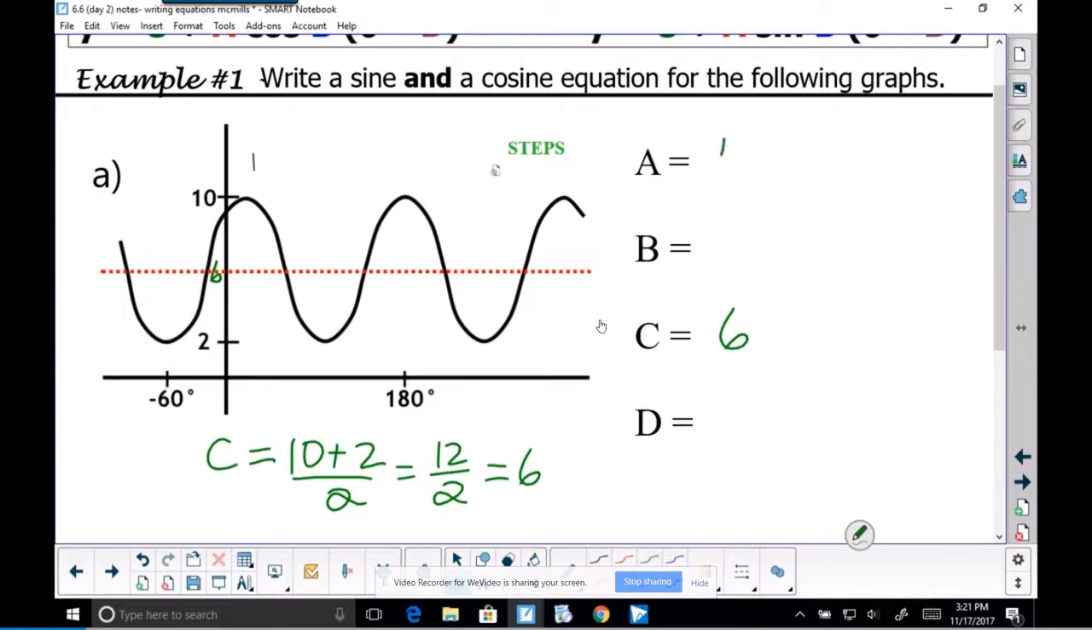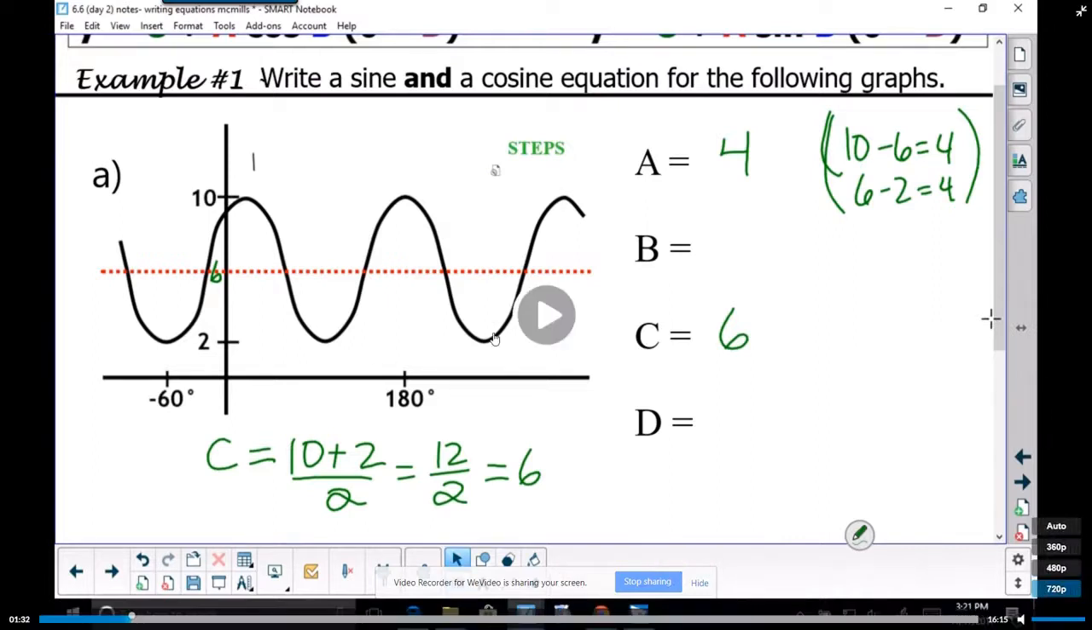Next thing you're going to want to do is find A. Now, A is 4. The reason it's 4 is because it's the difference of the max and the SA of 6. So 10 minus 6 is 4. It's also the difference of the SA and the minimum. So 6 minus 2 is 4.